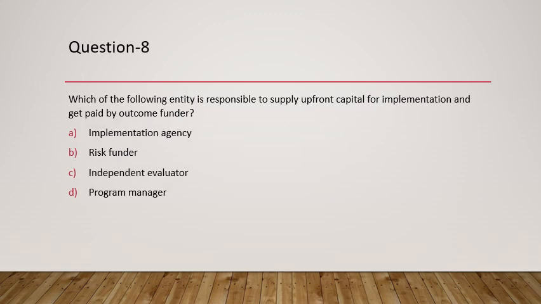Which of the following entity is responsible to supply upfront capital for implementation and get paid by the outcome funder? So outcome funder is somebody who is looking at certain kind of result from a particular project, which has to be very focused. So which entity will be providing upfront capital? Now implementation agency, risk funder, independent evaluator, or program manager? The answer obviously is risk funder. So risk funder has a role to play, and because of which it will be providing this capital. So we are done with 8 questions.